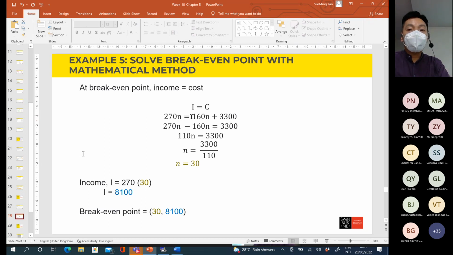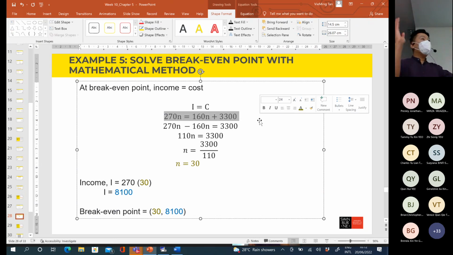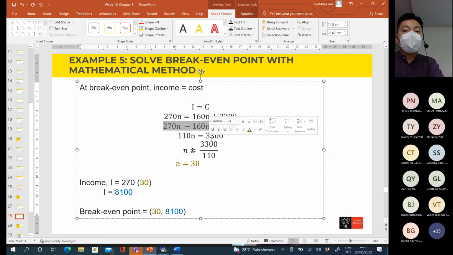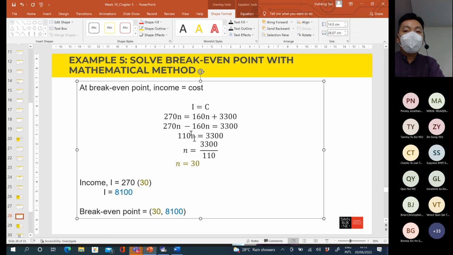At this stage, what we can do is combine all the n on the same side. The number with the n, we move to the same side, so we move 160n to the left and subtract. You get 110n. Then lastly, move 110 to the right hand side by dividing. So n is equal to 30. So if the level of production is 30, we can identify the income value. Income will be 270 multiplied by 30, and I get 8100.